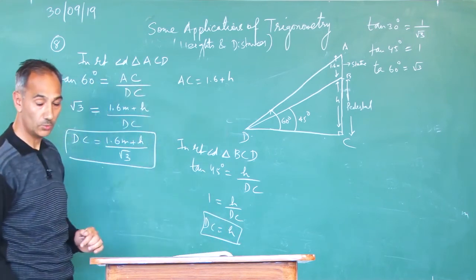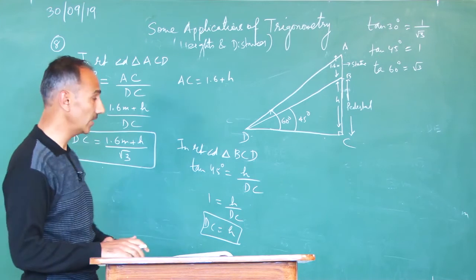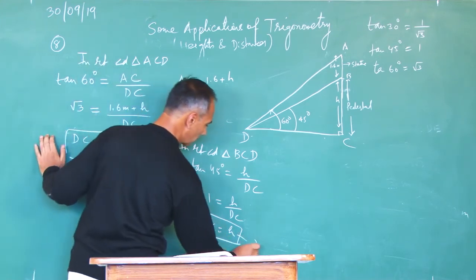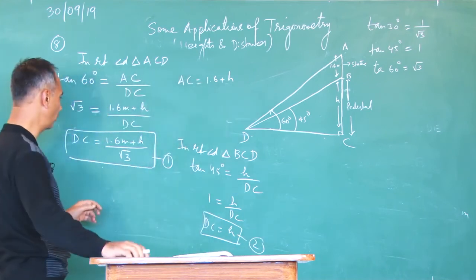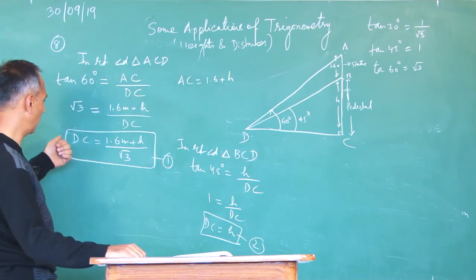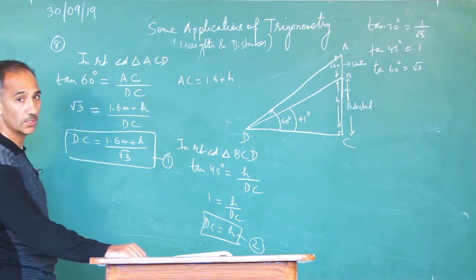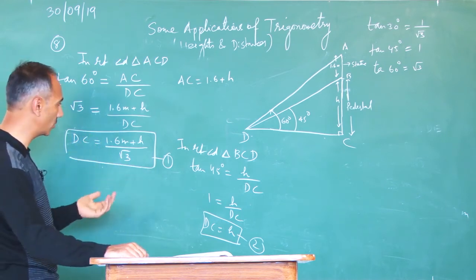Now what do you want? Do you want DC or H? We want the height. So what we do, if this is equation 1 and this is equation 2, from equation 2, put the value of DC in the first. Put the value from 2 in the first so that you get an equation in terms of H and solve it.